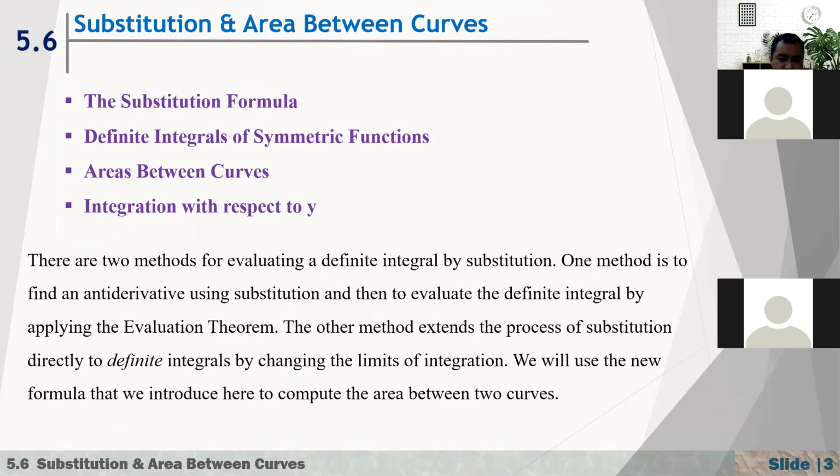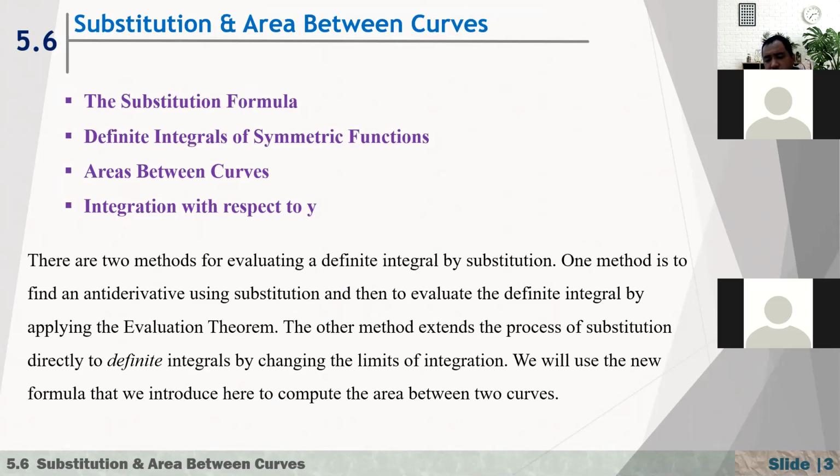What are we going to talk about here? We are going to talk about two different methods, very similar but a little bit different. For a definite integral by substitution, one method is to find an antiderivative using substitution and then evaluate the definite integral by applying the evaluation theorem. The other method extends the process of substitution directly to definite integrals by changing the limits of integration. And we will use a new formula introduced here to compute the area between two curves.